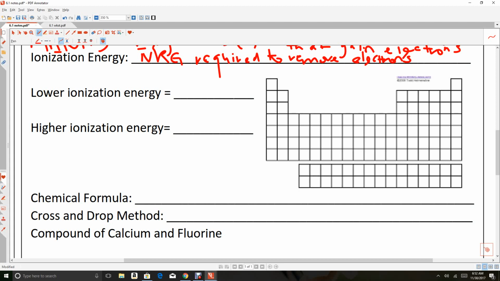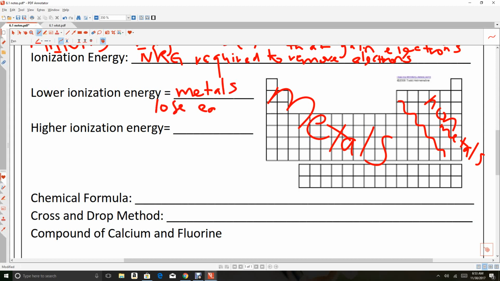So which side of the table loses? The metals are over here, right? And we kind of follow this line. And then we have the nonmetals. I might have covered some metalloids, but you get the picture. So where are we going to have our lower ionization energy? In the metals. They lose easily.